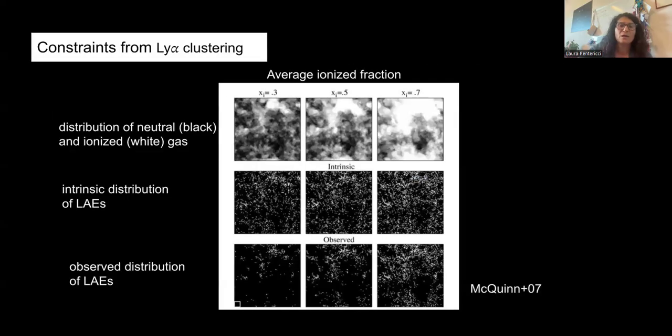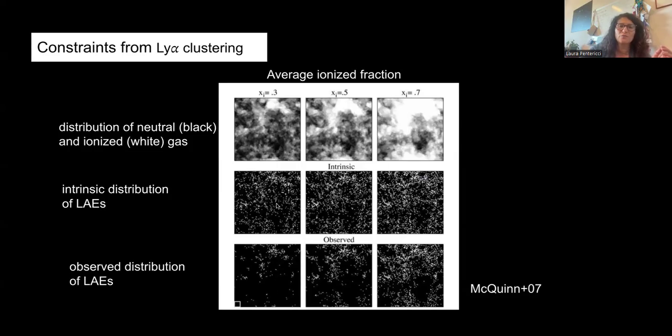With the same survey, actually, people have also tried to constrain the Lyman alpha clustering. And so here, these are simulations where you can see that, depending on the distribution of the neutral and ionized gas, the intrinsic distribution of Lyman alpha emitters will be mapped into a different observed distribution. Okay, so think about, for example, the rightmost panel. You have a lot of neutral gas, it's a black region. You will not have Lyman alpha emitters.